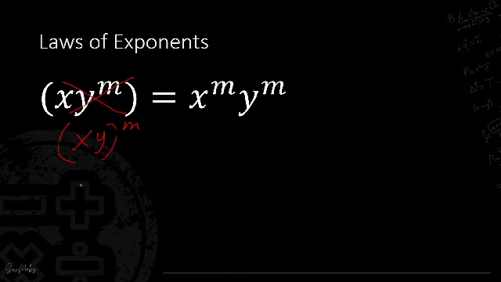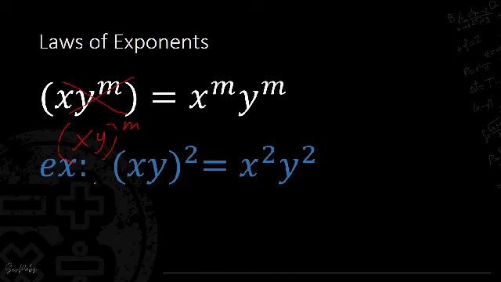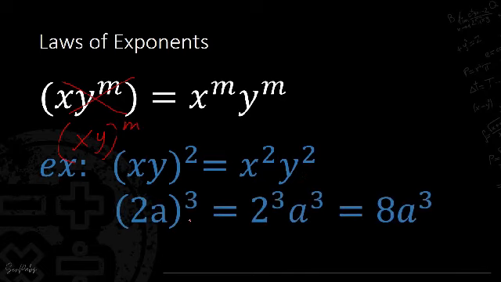So example, we have here xy to the second power, so that's x to the second, y to the second. We have 2a to the third power, so we have 2 to the third, a to the third. Okay, so the third power will be distributed to both elements inside the parentheses. So 2 to the third, a to the third, and 2 to the third power is equivalent to 8. So we have 8a to the third power.